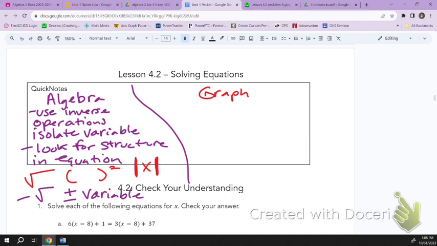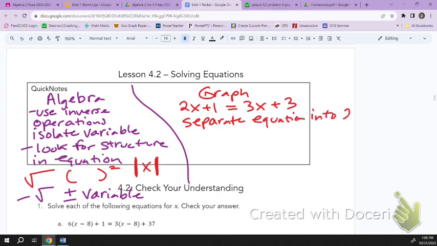The steps for graphing. We had 2x plus 1, and it equaled 3x plus 3. The first thing I would want to do is separate the equation into 2. And so I would make it y equals 2x plus 1 and y equals 3x plus 3. And then you're going to graph both.